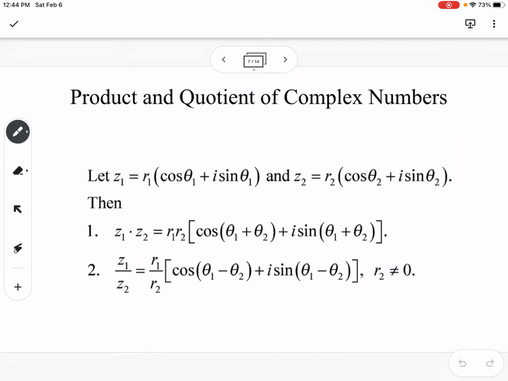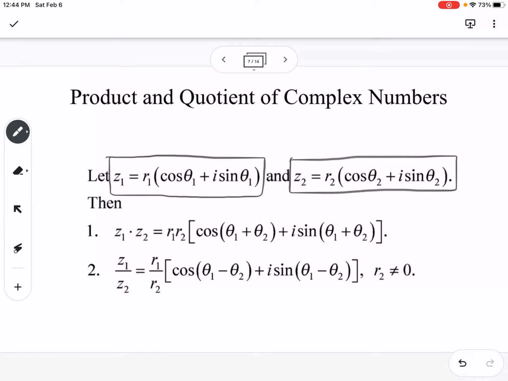Okay. Product and quotient of complex numbers. If we have two complex numbers and you want to multiply them, you end up with r1 times r2 times the cosine of the sum of the angles plus i sine of the sum of the angles. With division, you're subtracting the angles, that's the difference, and you're also dividing the r values.